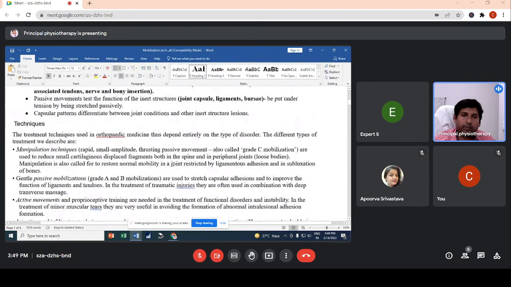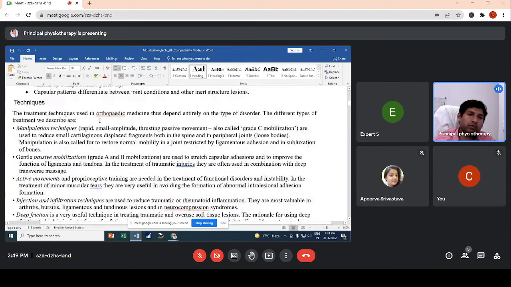Then what is the treatment part? The treatment technique used in orthopedic medicine depends entirely on the type of disorder. The different types of treatment we describe are manipulation therapy. Manipulation technique: rapid small amplitude thrust, passive movements are used to reduce a small cartilaginous displaced fragment both in the spine and in the peripheral joints. That is also known as loose bodies.